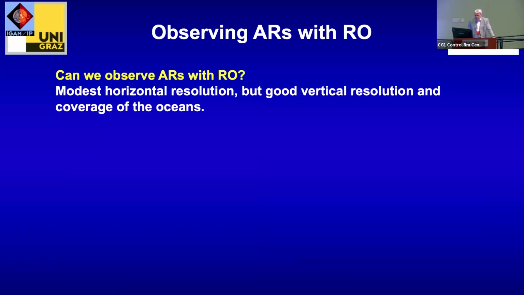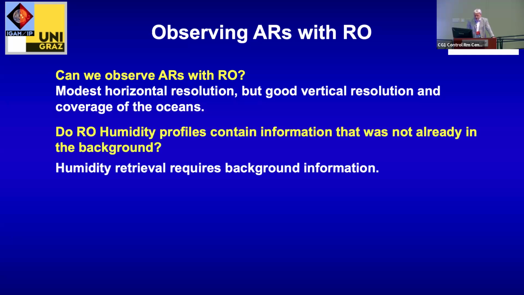The question already some years ago was, can we observe atmospheric rivers with radio occultation? Of course, we know these are comparatively narrow streams, so RO might not be the best choice to do it. On the other hand, we have the high vertical resolution, while traditional passive microwave sounders just give the integrated content and no information about the vertical structure. And we have a good coverage over the oceans.